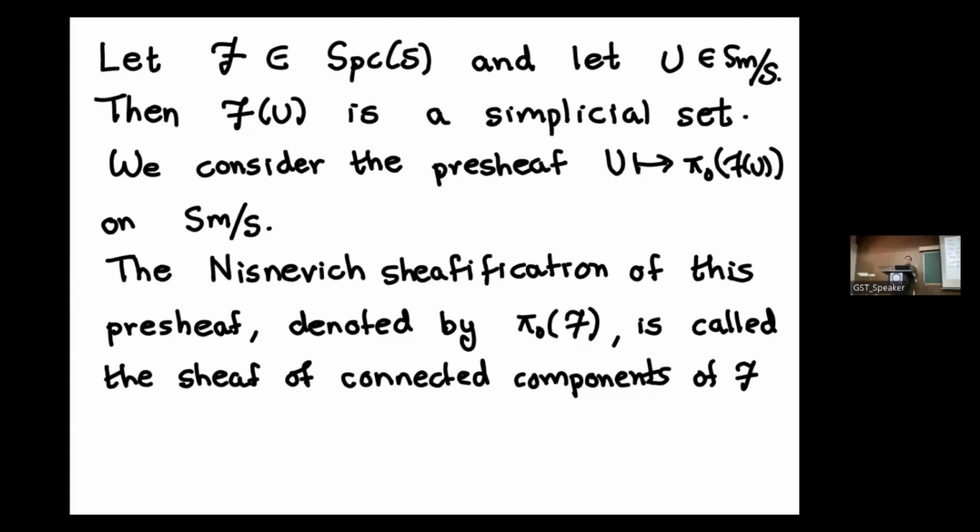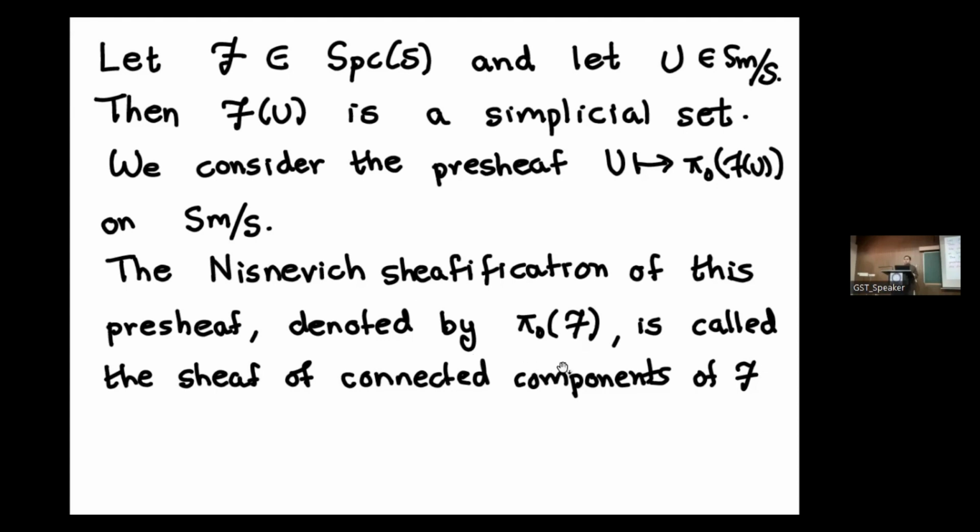So this is the sheafification with respect to the Nisnevich topology. You could do this with pretty much any topology you're using. It's just that in this context, the Nisnevich topology happens to be useful, and we'll see later why. So this is what I will denote by pi naught of f.